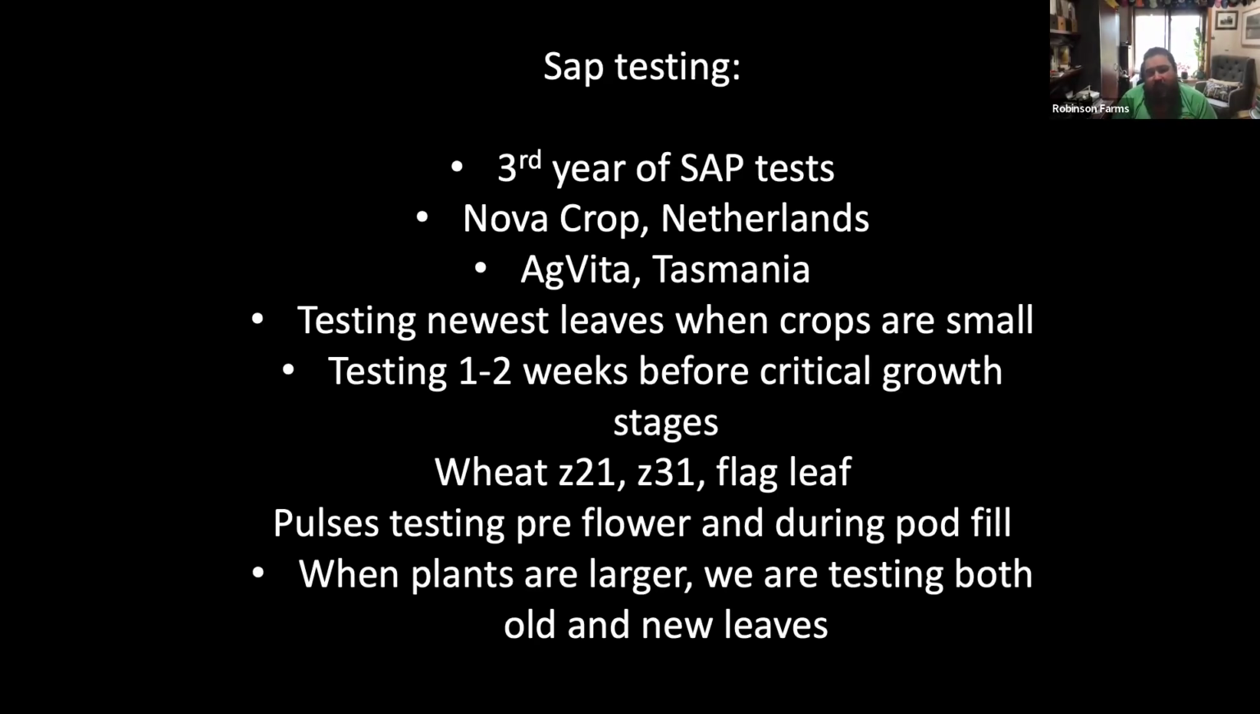And then when the plants are larger, like I said, we're testing both old and new leaves. The reason we're testing the old and the new leaves and paying for 2 sap samples is, like Mark said, we want to know what nutrients are moving around, and we want to know what we're short of in those older leaves, as possibly some of those nutrients are moving up.